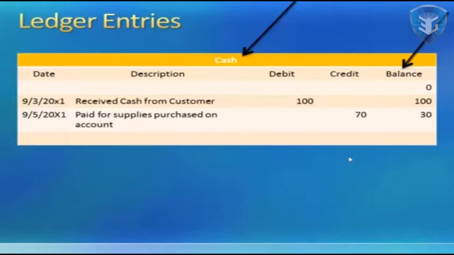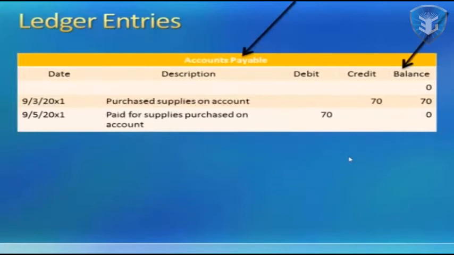We also see in the far right-hand column, we have a zero starting balance, a $100 increase in the balance when we receive cash from the customer, and a $70 decrease in the balance when we pay for supplies that are purchased on account. The debit in the cash account represents an increase in cash. The credit to the cash account represents a decrease in cash. Both journals and ledgers are included in a set of accounting records.